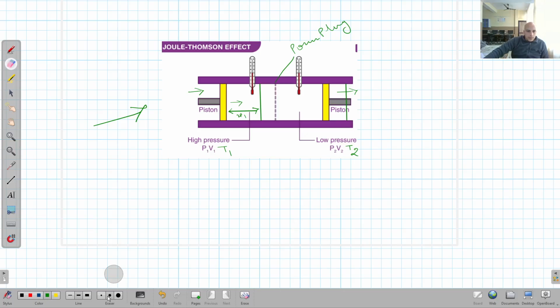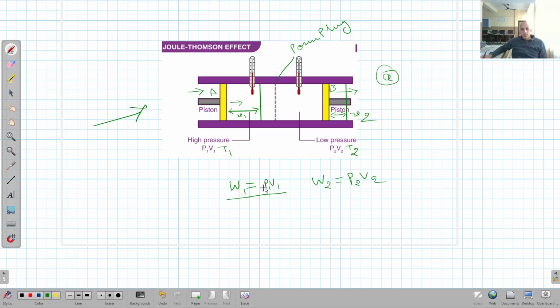right? Now let this distance be x2. Let in both the cases the area of cross section of the piston be A, right? So x1 is the distance traveled by this piston, we call it piston A, and this is piston B. Clear? Then the work done by this piston on this gas, clear? Obviously, W is equal to PV, so it is P1 V1. Similarly, the work done by the gas in this region on this piston, it is W2. It is equal to P2 V2.